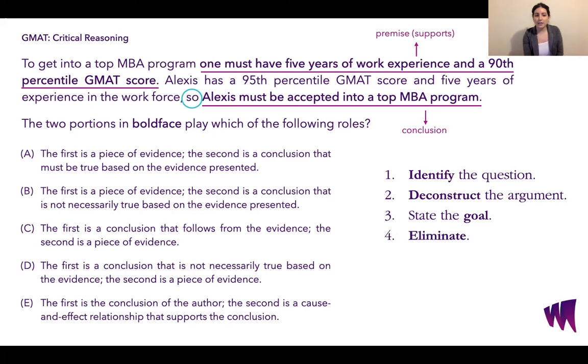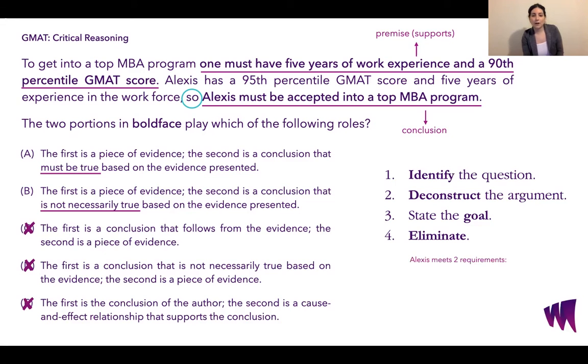We can actually get rid of C, D, and E immediately because they all assess that the first portion is the conclusion when we know it's the second. So we're only left with A and B. The only difference between these two is that A says the conclusion must be true, whereas B says the conclusion is not necessarily true based on the evidence that we've been given. Therefore, we have to think about the argument a little bit more.